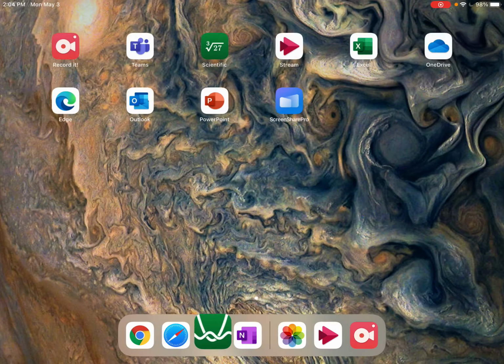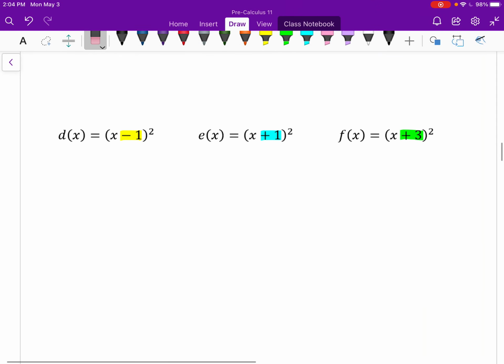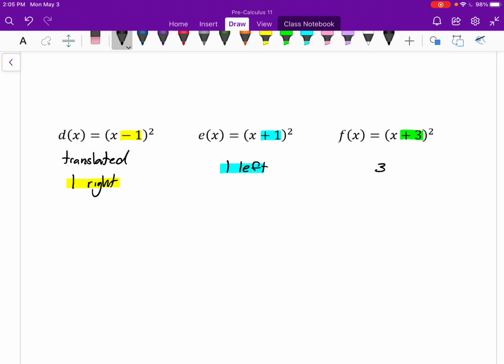And so to summarize this, and again, I'll write the word translated one more time, but I'm getting kind of bored of writing it. So this has been translated 1 to the right. And if I add before I square, it moves 1 to the left. And if I add 3, it moves 3 to the left. And if I subtracted 20, it would move 20 to the right.